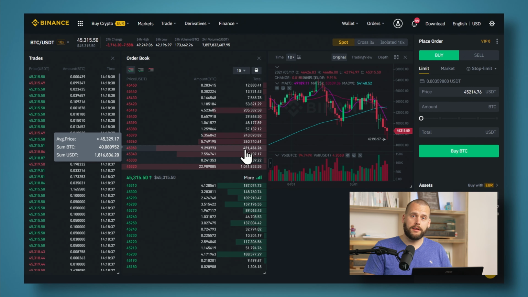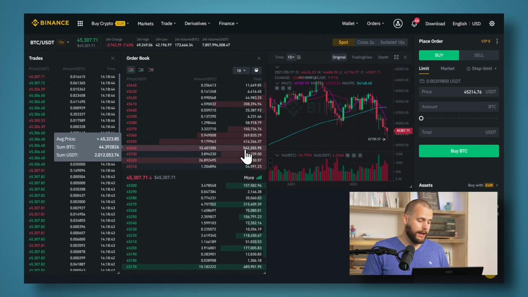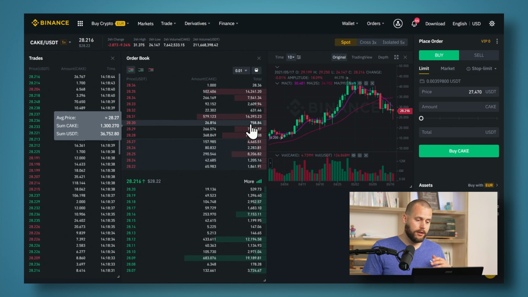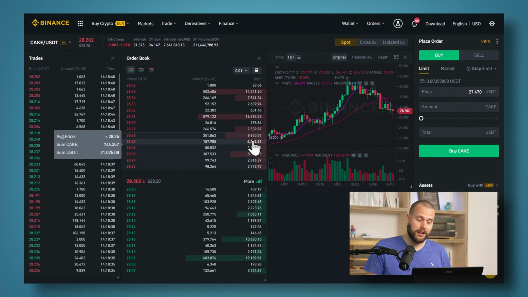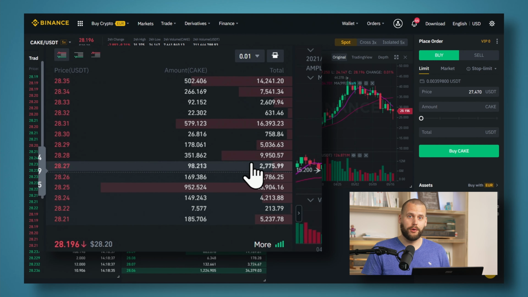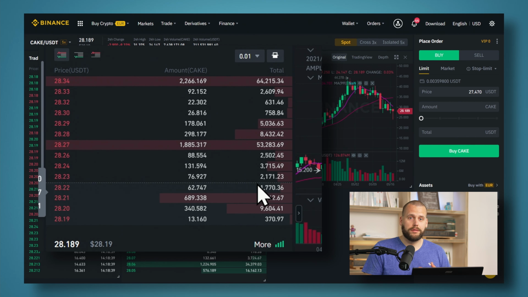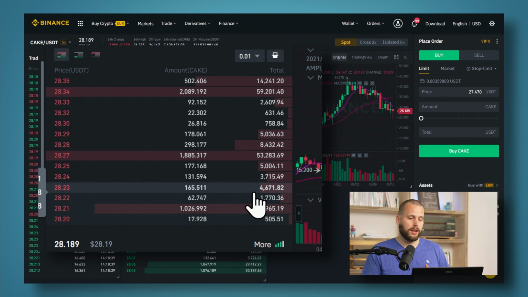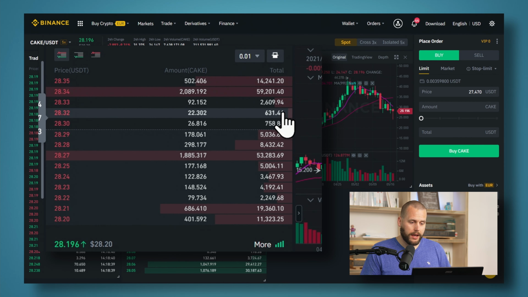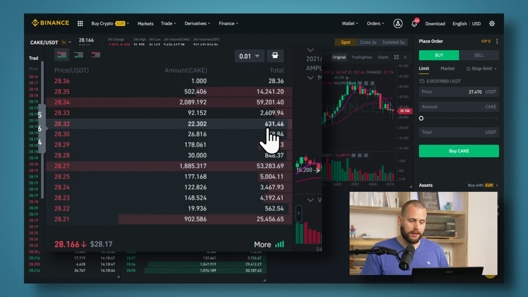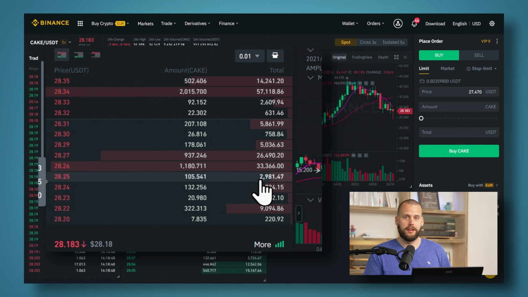However, I also picked a different coin that is quite a lot lower on the list, which is Cake. And that looks quite a lot different, because where with Bitcoin USDT we were talking about increments of 200,000 or 300,000 USDT available, here, for instance, we have a price level that has only 631 USDT available.